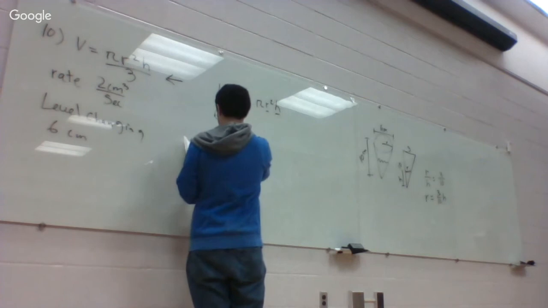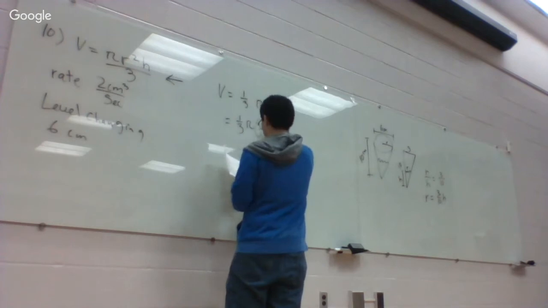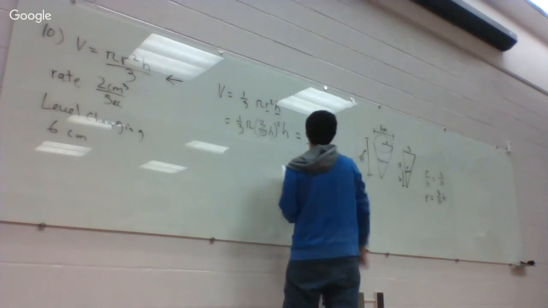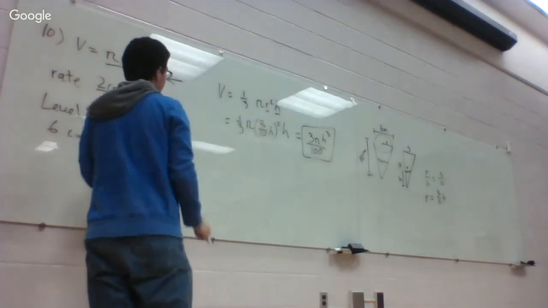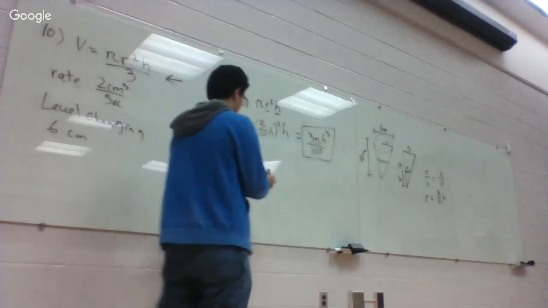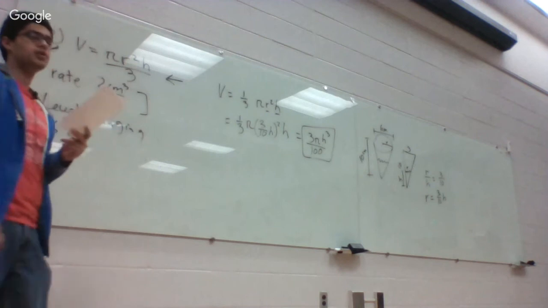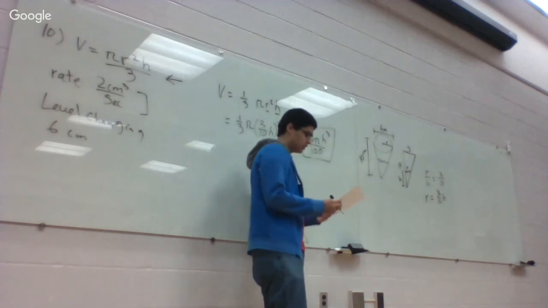So we can just sub it in, we get 1/3 pi times 3 over 10 h squared times h. That's equal to 3 pi h cubed over 100. We were able to get that knowing that we needed h as a variable in here, because it told us that the level was changing at this rate. That's essentially dh over dt.